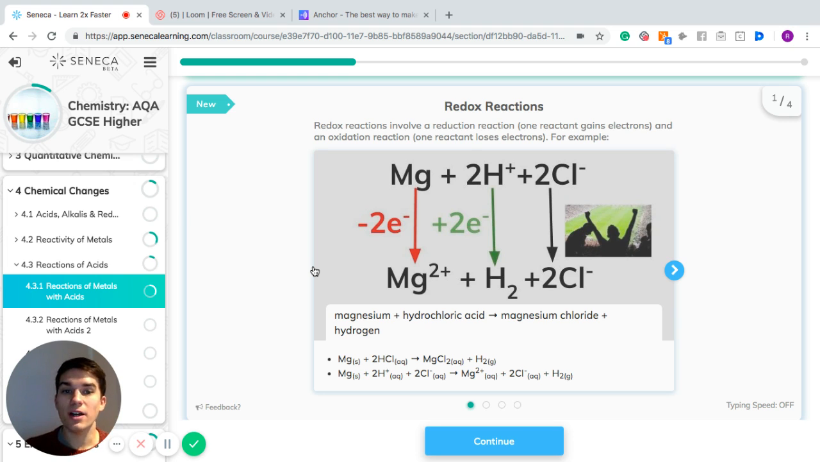Then the hydrogen in the reaction starts off as H+ in hydrochloric acid, and it goes to H2. Now that gains electrons. So if something gains electrons, it's been reduced. Therefore in this reaction, one reactant has been reduced and one reactant has been oxidized, so we call it a redox reaction. The reason it's called redox is because it's just reduction and oxidation put together into one word. Redox: reduction, oxidation.